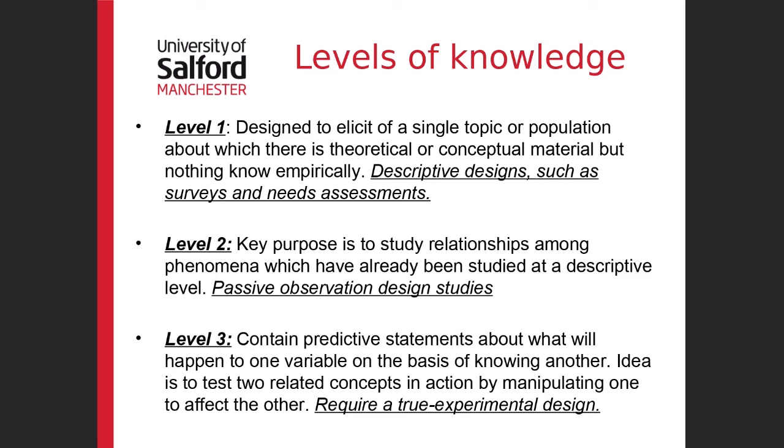So just returning then to these levels of knowledge, remember level 1 is a descriptive design, it's just a survey or a needs assessment. We don't study any relationship. Level 2 is a passive observational study. So we measure something, but we don't try and change anything. We don't try and manipulate any variables. Level 3 is different. Level 3, we try to change one thing, and then we try to understand what effect changing that one phenomenon has on something else. And for this, we require a true experimental design.